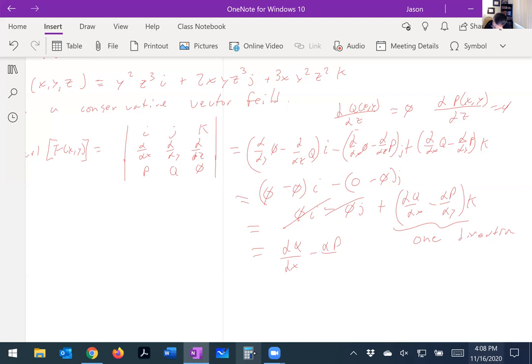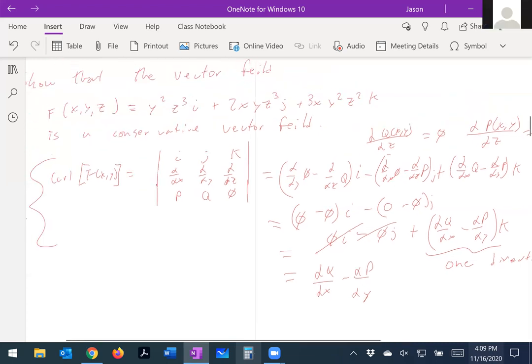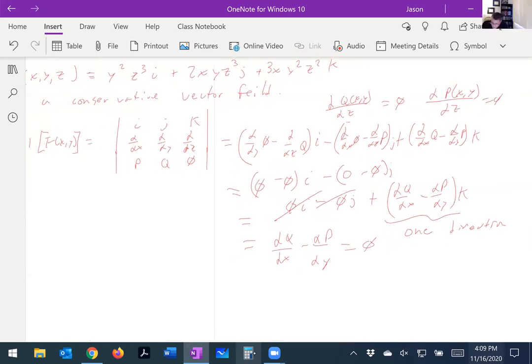dq dx minus dp dy. Well, didn't we see that was true when we looked for things that were conservative before? Right? When we looked at things that were conservative before, what did we say? We said, oh, well, if we say that this thing is what would this thing have to be equal to if it was conservative? To 0? Yeah, exactly. This thing would have to be equal to 0, or we could say that dq dx was equal to dp dy, right? So we already know this from our prior understanding that it's conservative if this is true.